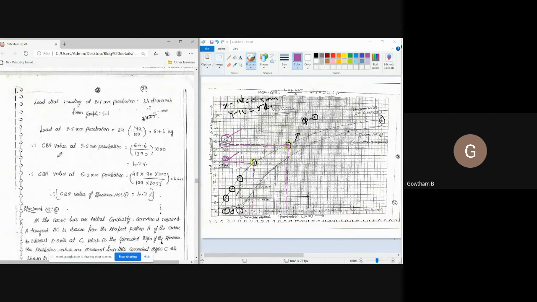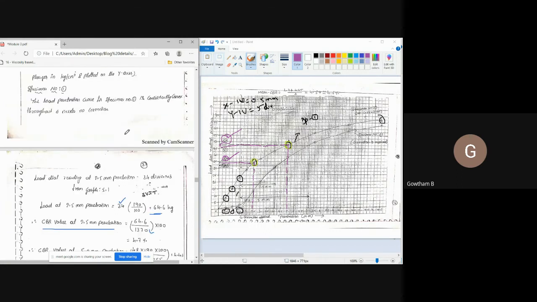I just calculated here. CBR value at 2.5 mm penetration is equal to 64.6 divided by standard load, 1370. You may get the doubt how we got this 64.6. At 2.5 mm penetration, the total number of divisions is 34, as we obtained here.